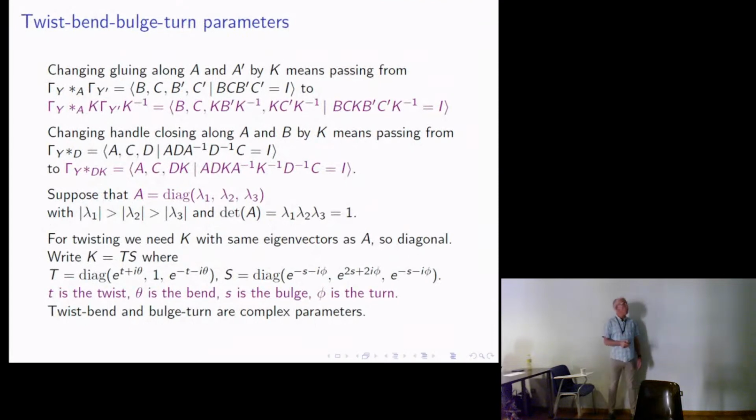Right, so what do we need to do? Just as before, we need to change that by a K. That was a K that's in the centralizer of A, so that was this thing where we hold one side fixed and we dilate the other. And similarly, when we're closing a handle, we have another K which commutes with A, and we put in a DK there. This is exactly the same as we had before.